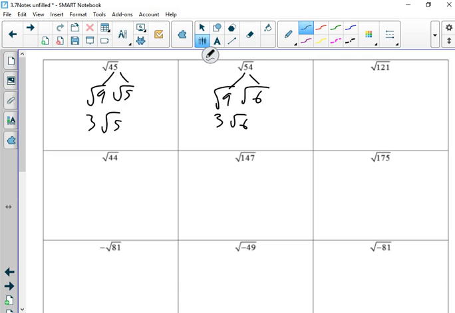121, that's on the list, isn't it? That's just straight up 11. You're done. There's no radical. It is a perfect square.